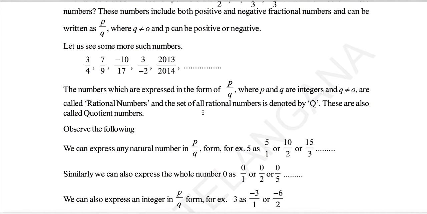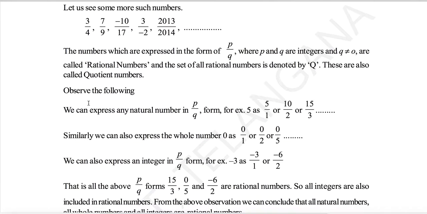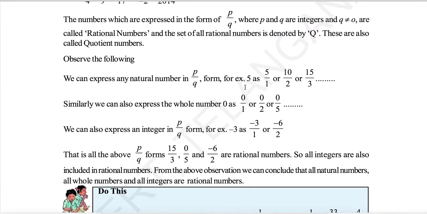The set of all rational numbers is denoted by Q. These are also called quotient numbers. Observe the following. We can express any natural number in p by q form. For example, 5 can be expressed as 5 by 1, 10 by 2, 15 by 3, 20 by 4, like that. Similarly, we can also express the whole number 0 as 0 by 1, 0 by 2, 0 by 5, 0 by 100.